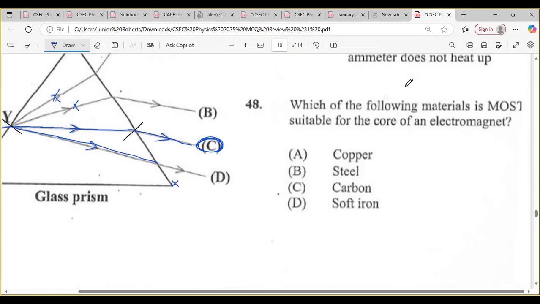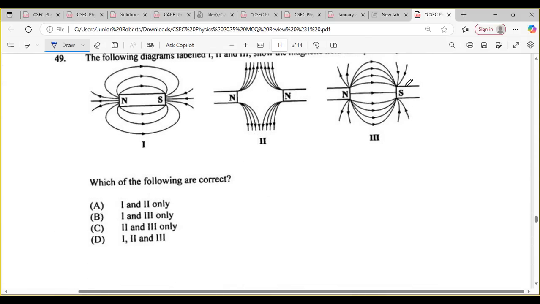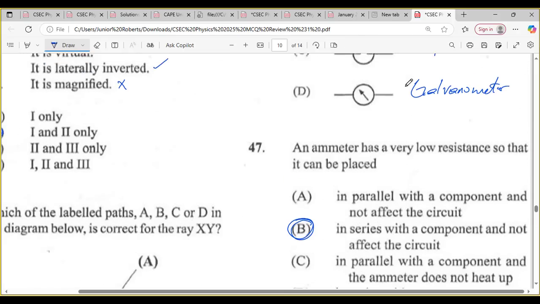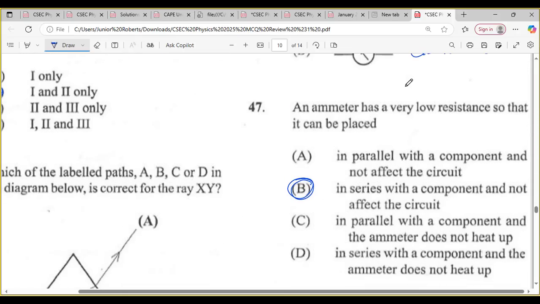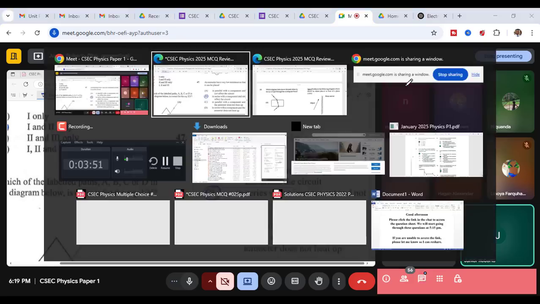48 now. Which of the following materials is most suitable for the core of an electromagnet? So the most suitable material for the core of an electromagnet is indeed D. So 48 is D. We said C was 47. Sir, what was 47? 47 is B. Okay.